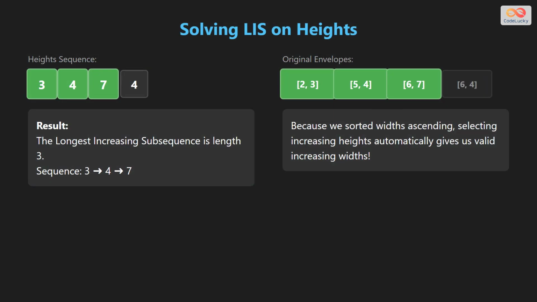Now we simply find the longest increasing subsequence, or LIS, of the height array. In our example, the sequence 3, 4, 7 is increasing. Because we sorted the widths ascendingly and handled the equal widths by reversing the heights, any increasing subsequence of heights automatically corresponds to valid nesting of envelopes.